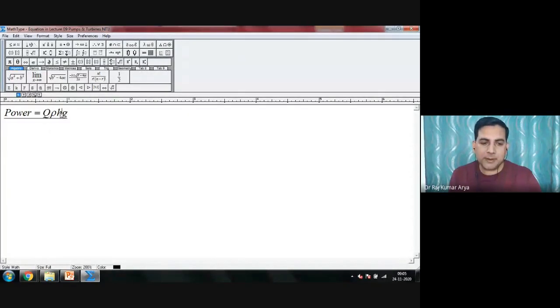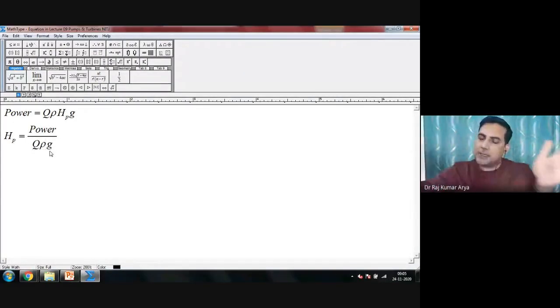Now you want to calculate the H of the pump. This is H pump, the height delivered by the pump. If you write it in another format, you can write the head of the pump, how much height would be given by the pump, as the power delivered, how much power you are giving to the pump, divided by the term Q, rho, and G. This is how much height or how much length it can transfer. So this is in terms of height only.